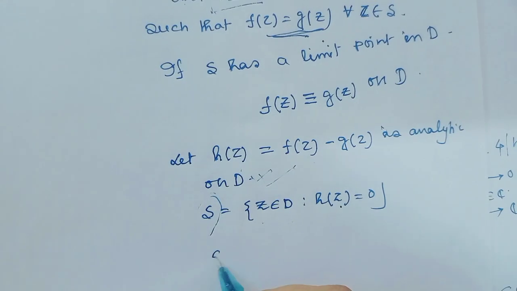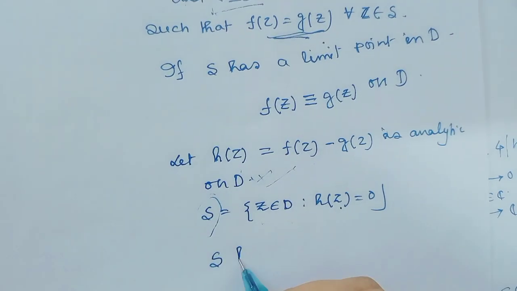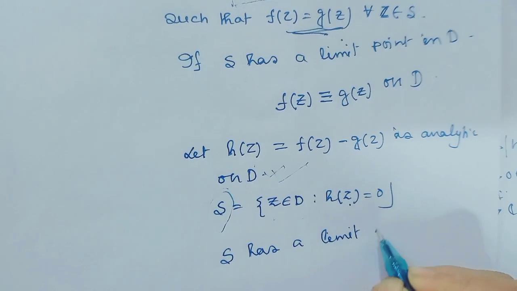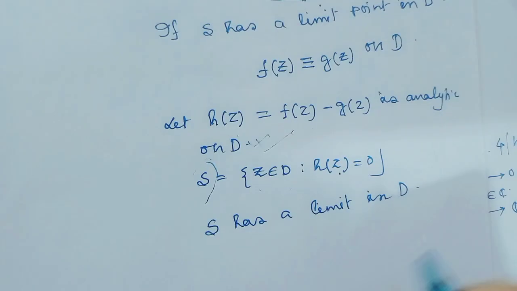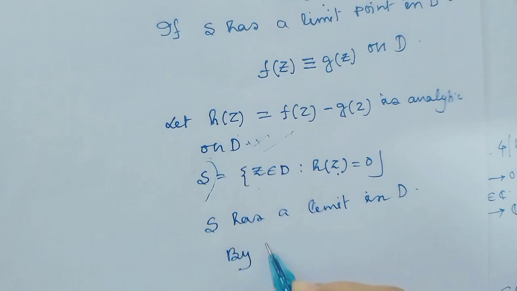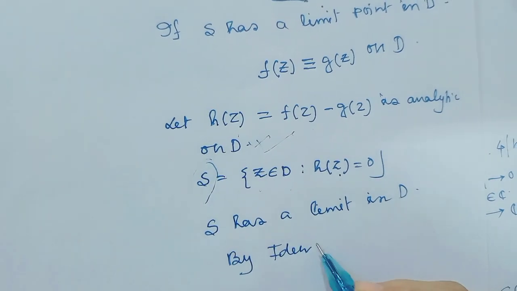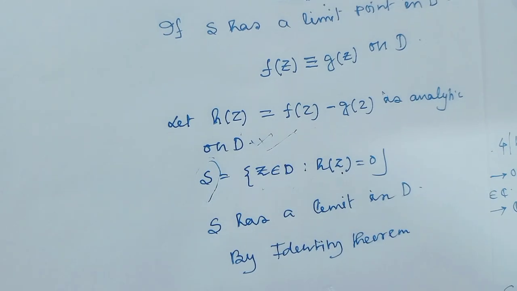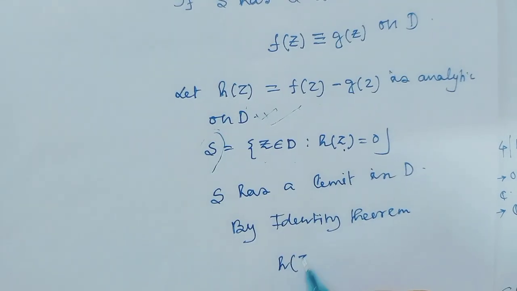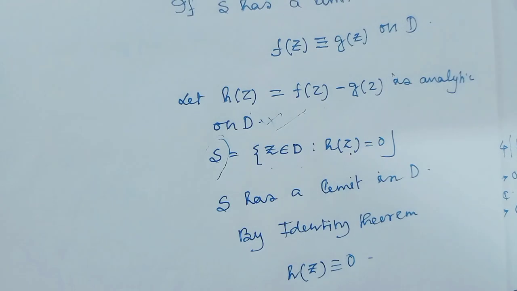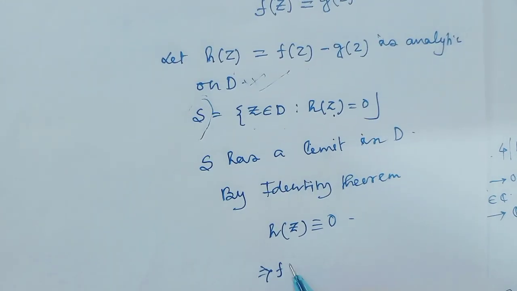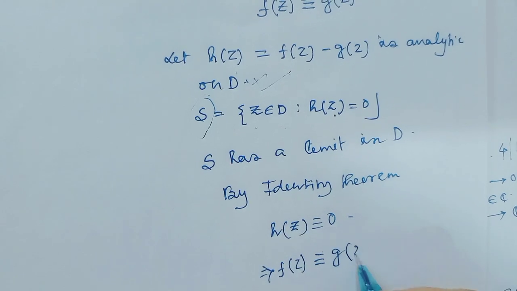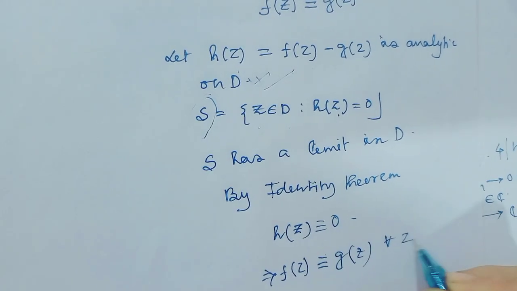Since this subset S has a limit point in the domain D, by the identity theorem we can tell A(z) is identically equal to 0. That means f(z) is identically equal to g(z). This is true for all z belongs to D.